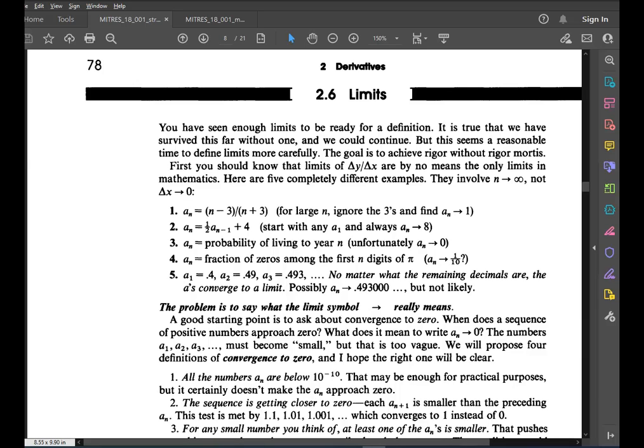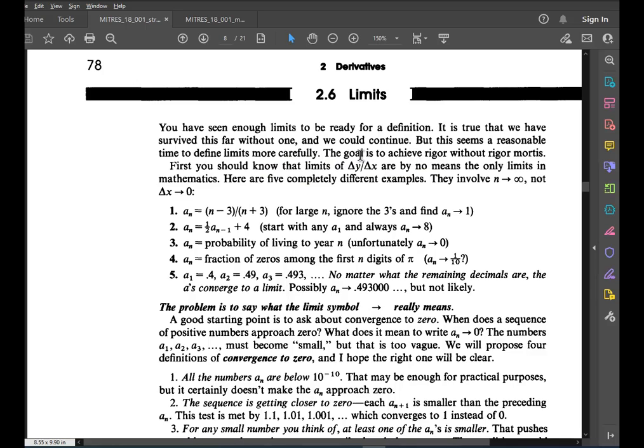Okay, so let's see if we can follow this discussion on limits. Now I'm going to be a little bit more careful in going over this section because it's important to develop an intuition about limits as well as to understand the rigorous definition. All right? So he says the goal is to achieve rigor without rigor mortis. So you want to mix your rigor with your intuition.